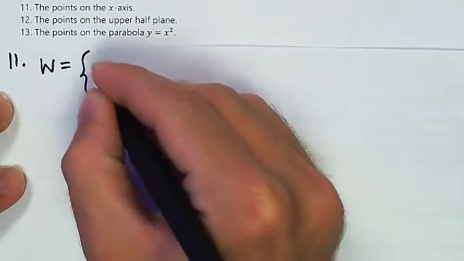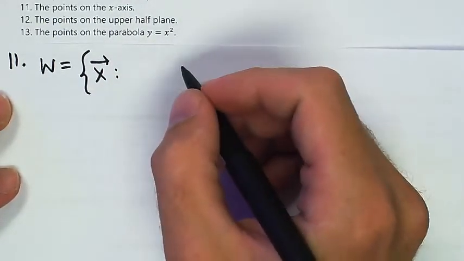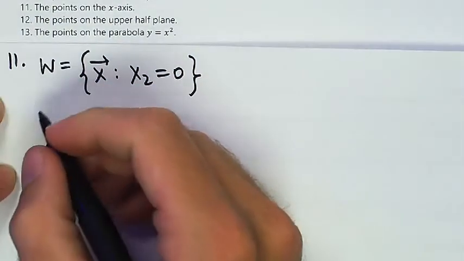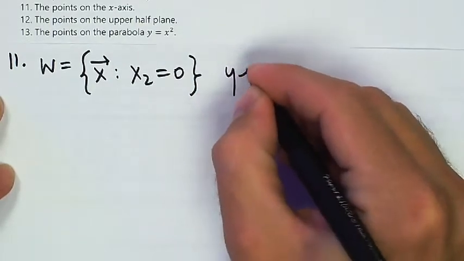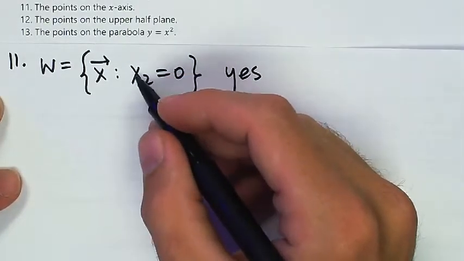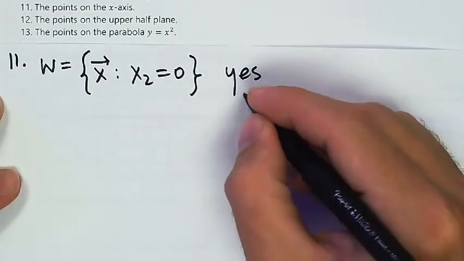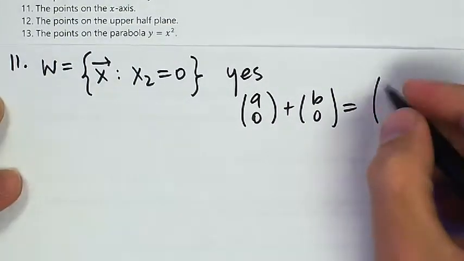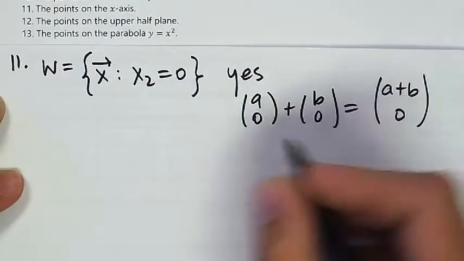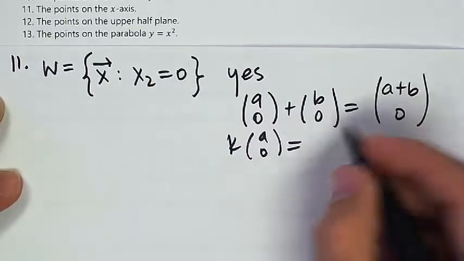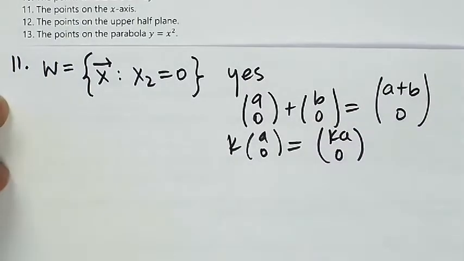W is the set of all vectors for which, well, on the x-axis, the y-coordinate is 0. So it's x2 equals 0. It's the line y equals 0. Yes, this is a subspace because, okay, the 0 vector, yes, 0, 0 has second coordinate 0. If we add two together, like (a, 0) and (b, 0), we get back something with a 0 second coordinate: (a plus b, 0). And scalar multiplication, k times (a, 0), it's (ka, k0), and k0 is always 0, so it's still in. So yes, it fits all the specifications.